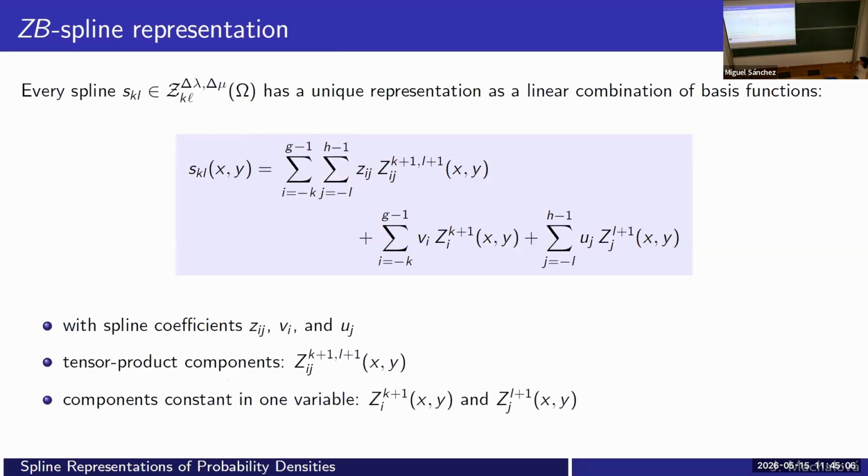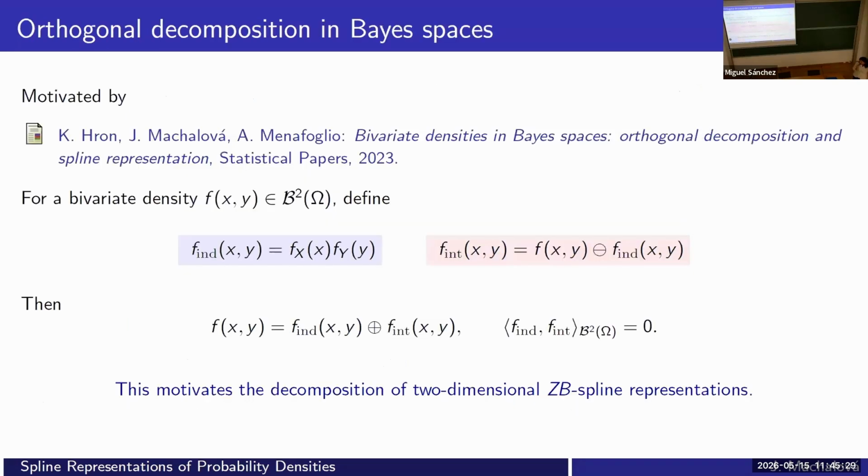And as I mentioned, the bivariate splines can be expressed by these 3 parts. So it means that we have tensor product basis functions and a corresponding matrix of coefficients. Then we have univariate basis functions and corresponding vectors of coefficients. What is very important from this construction is that we can get from this representation some decomposition.